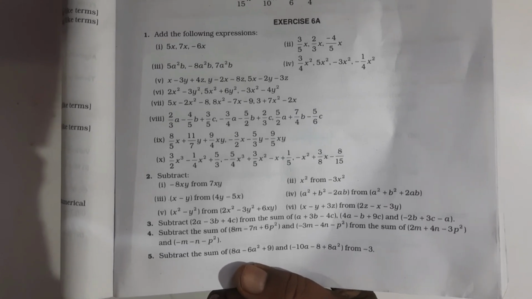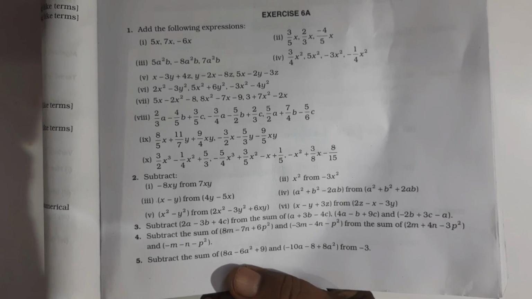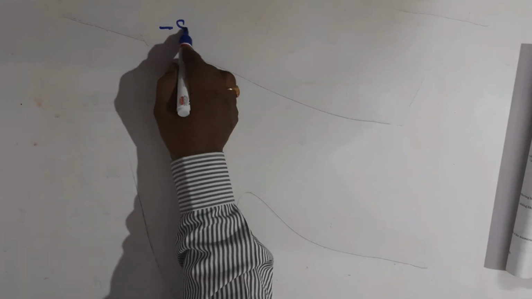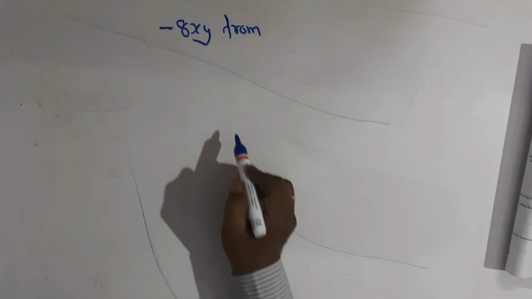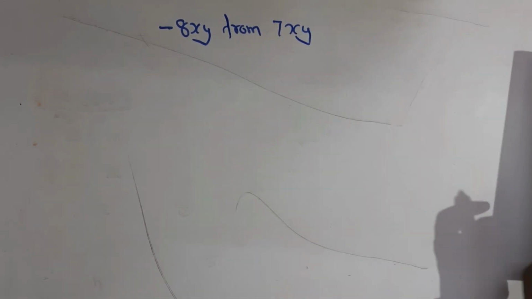Now we will see Roman number 2. Roman number 2 is: subtract minus 8xy from 7xy. So wherever "from" is there, you have to bring that one, 7xy, first. Now let me copy the question first. The question is: minus 8xy, you have to subtract from 7xy. Okay, this is the question.